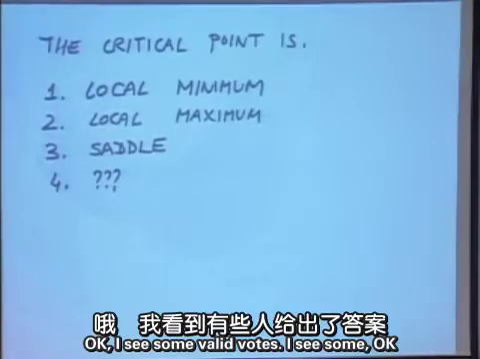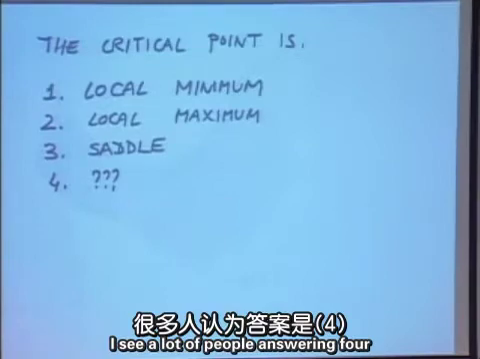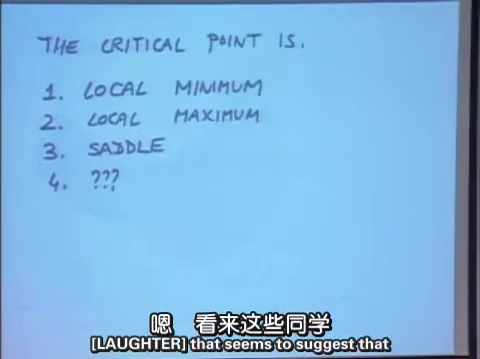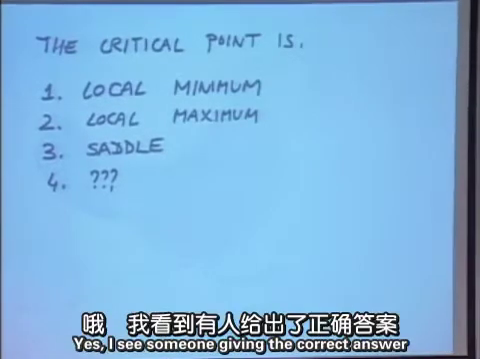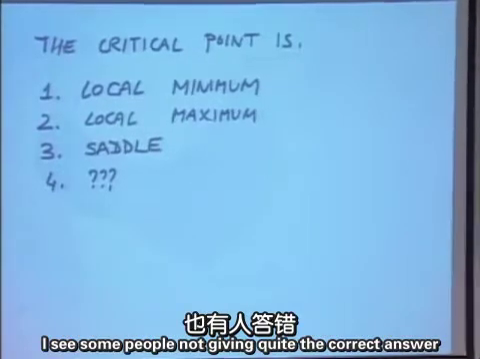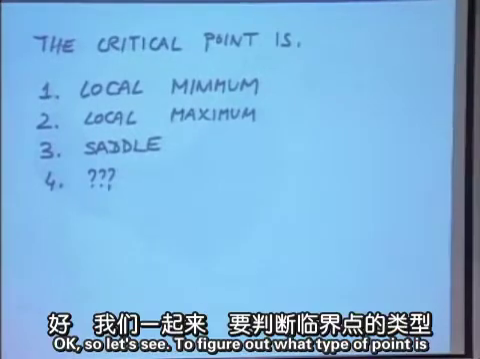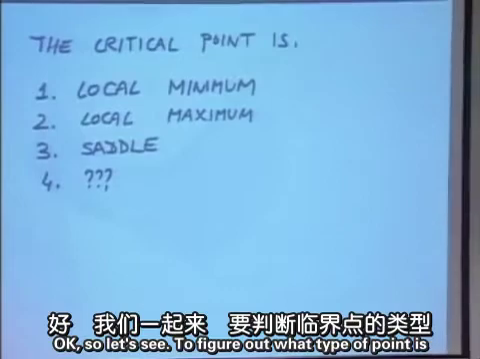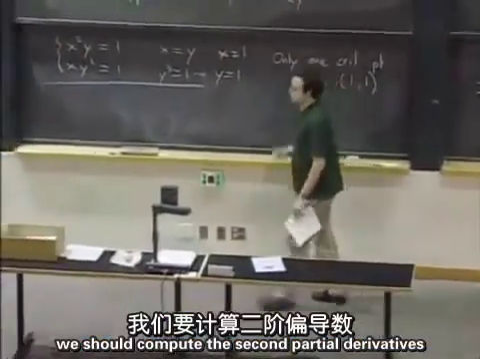Okay. I see some valid votes. I see a lot of people answering 4. That seems to suggest that maybe you haven't computed the second derivative yet. Yes, I see someone giving the correct answer. I see some people not giving quite the correct answer. I see more and more correct answers. Okay, so let's see. To figure out what type of point it is, we should compute the second partial derivatives.